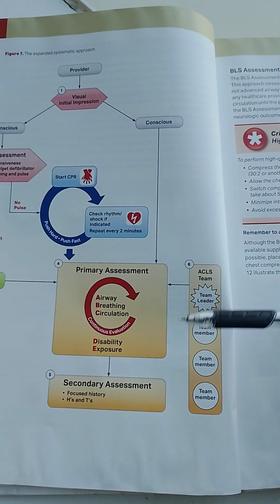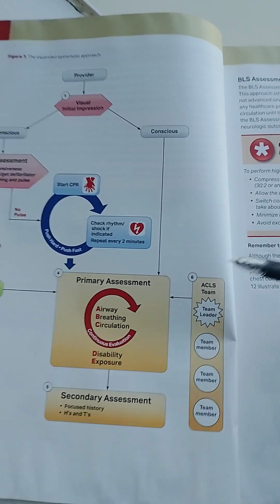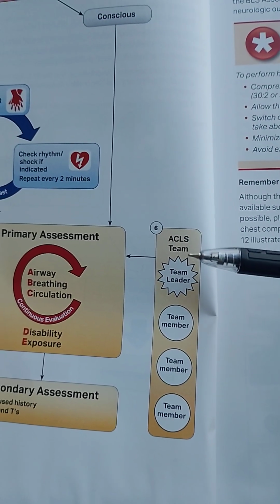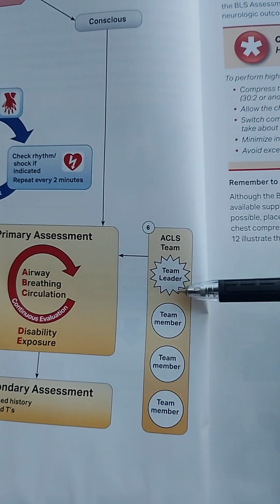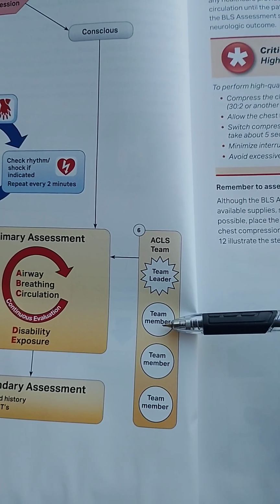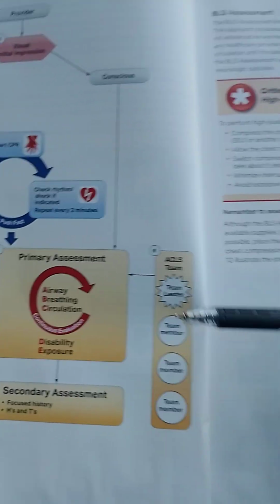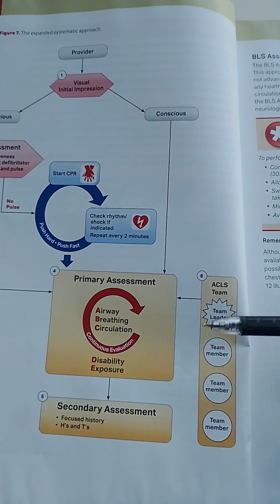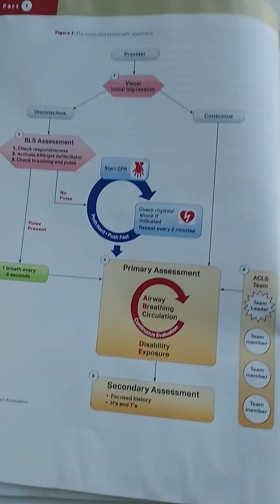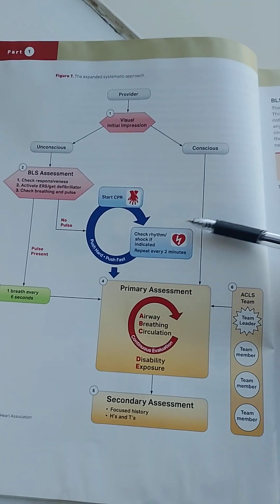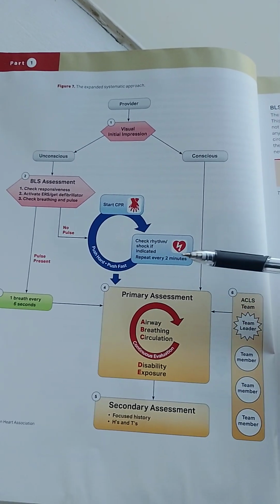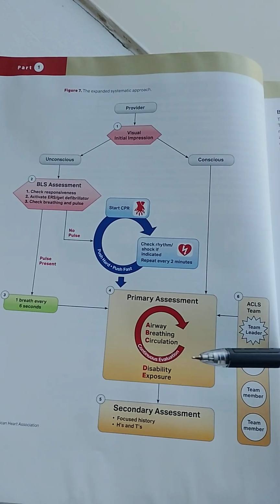Then after the fifth step, there is the sixth step. In the sixth step, we will check the ACLS team. In the ACLS team, there is a team leader and there are team members. ACLS is the higher level thing we have to check. But the main focus, if the patient is having a cardiac arrest, these are the basic things we have to keep in our mind.